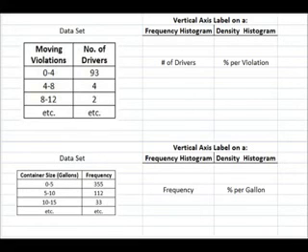Now you try it. Look at the next 4 data sets and see if you can come up with the labels for the vertical axis in a frequency histogram and a density histogram for the information. Then check your answers against what we came up with.